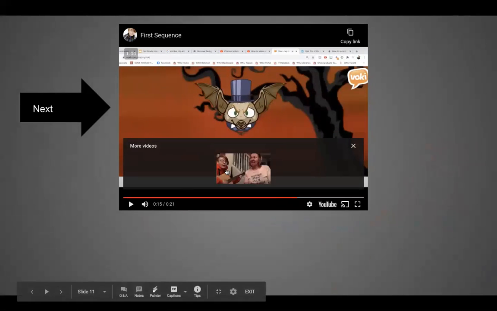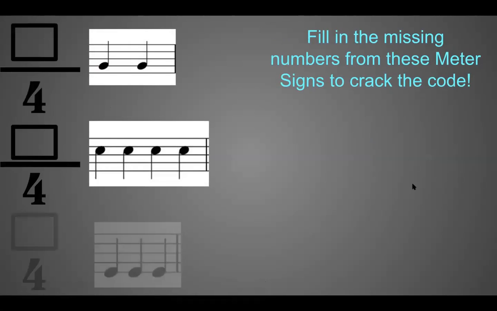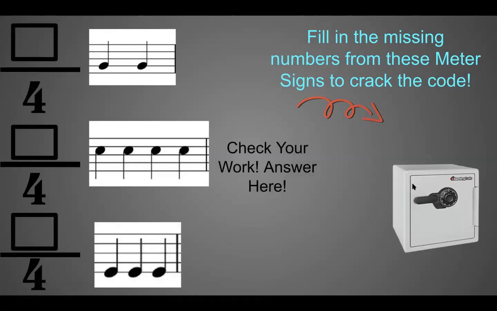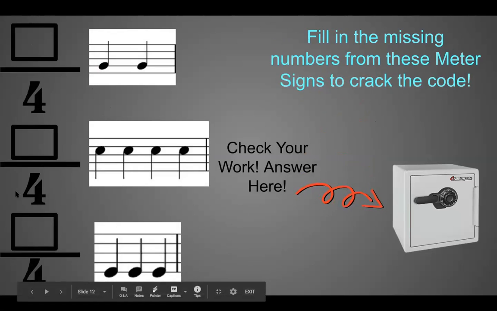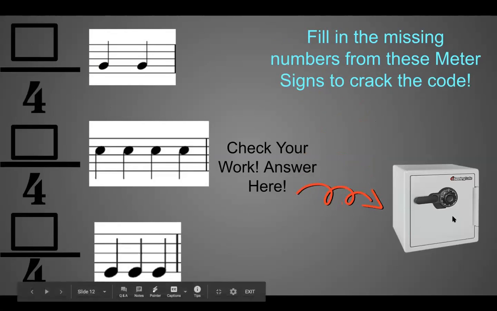Hey, I might consider doing something like hit play first before I hit next, but I click next. Here's their first riddle. Fill in the missing numbers from those meter signs to crack the code. Dragging and dropping can be done, but I think that you just kind of have them do it mentally. We know that this will be 2, 4, 3.